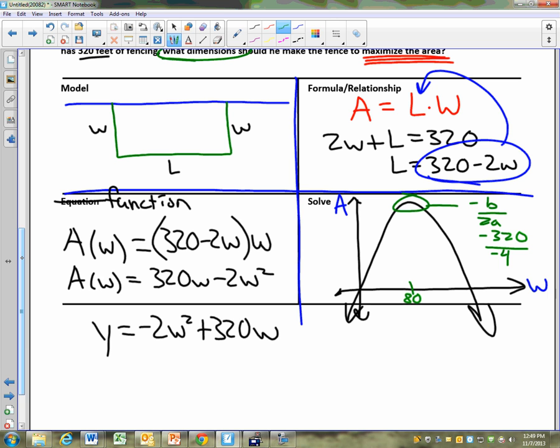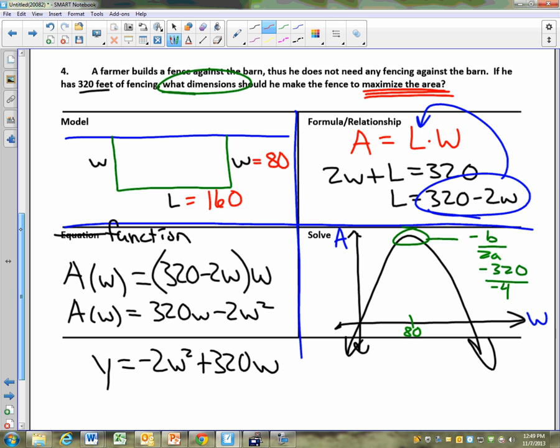Well, I know one of the dimensions. What do I know? The width is 80. I now need to find the length. 320 minus 2 times 80, so 320 minus 160 is 160. Very good. So we can answer the question, what dimensions?